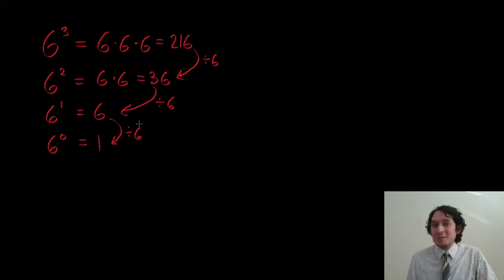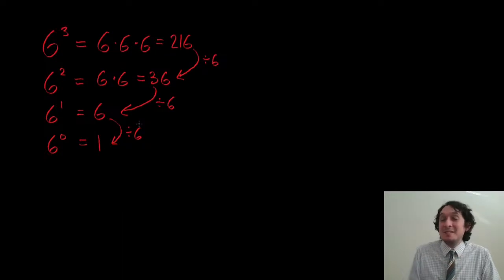There's actually an exception to that rule, which we will get to at another time. But that's the two basic first rules that we learn. Anything to the power of 1 is itself. Anything to the power of 0 is 1.